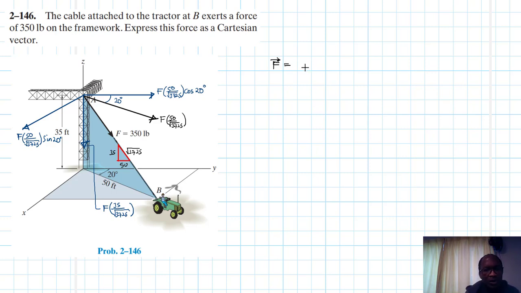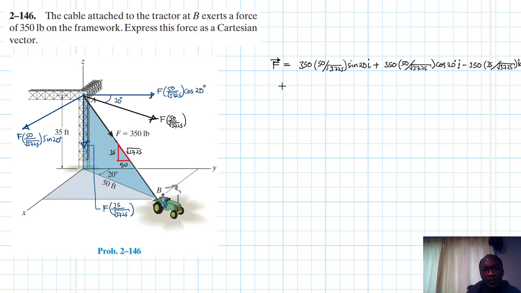we have the x-axis, which is positive, and it's 350 times 50 divided by root of 3725, and then sine 20 i, and then we have the y component, which is also positive, and it is 350 times 50 divided by root of 3725 times cos 20 j, and then we have minus 350 times 35 divided by root of 3725 k.